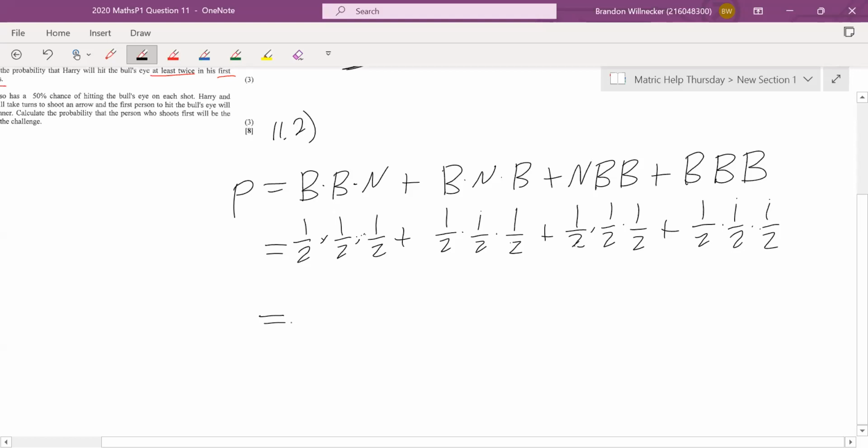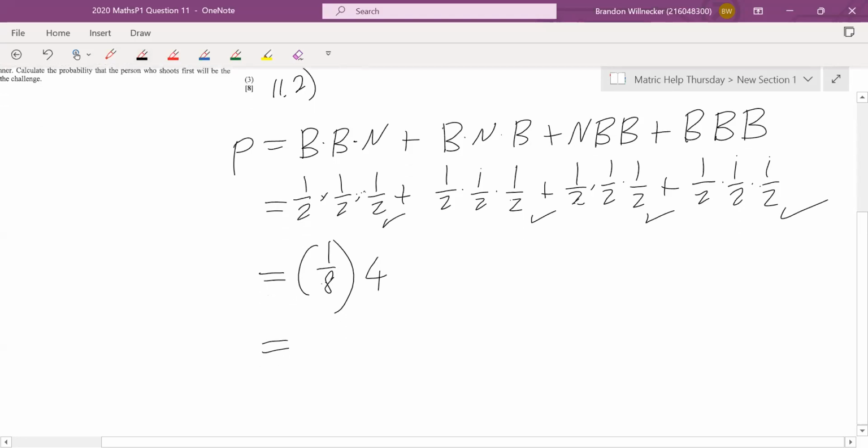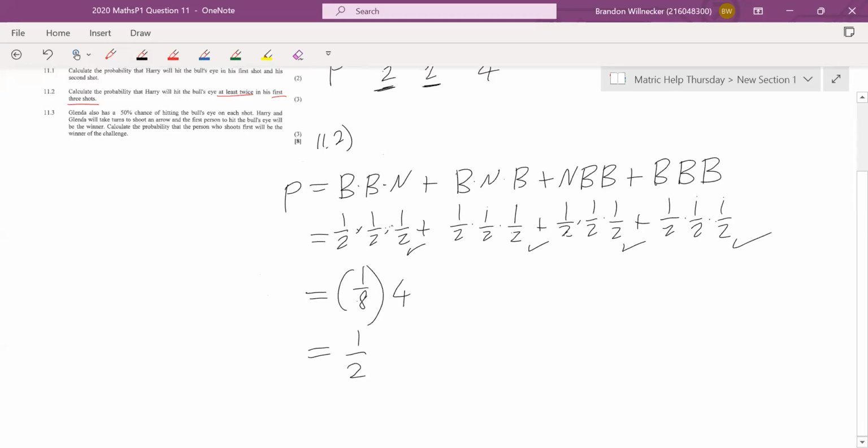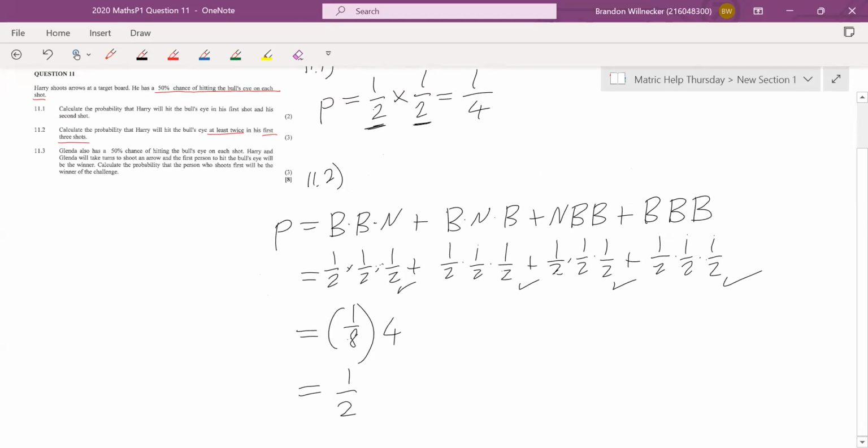So what do we have here? Half times a half times a half. Well, that's 1/8. How many of those do we have? We have 1, 2, 3, 4 of them. So 1/8 times 4, it's going to be 1/2. Okay, so he's got a 50% shot at doing that. Okay, I hope that makes sense. If you have any queries, please let me know in the chat.